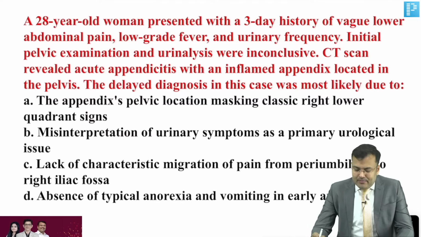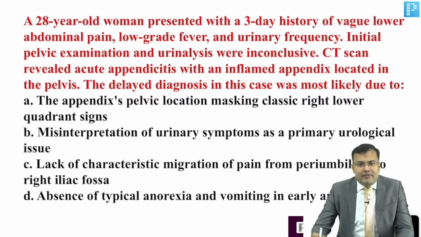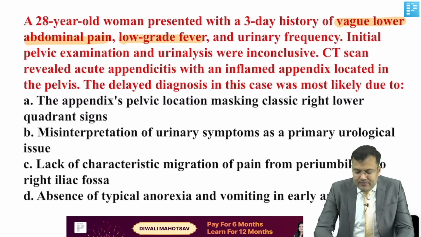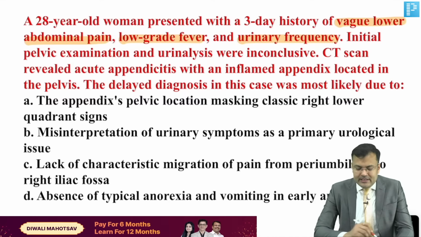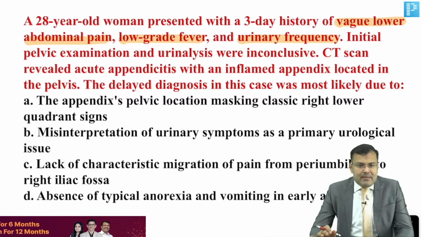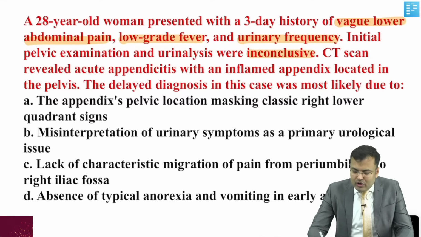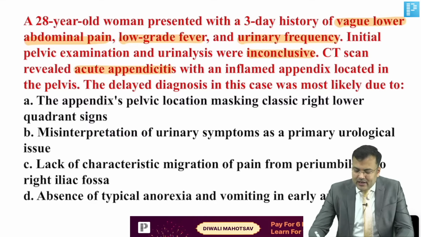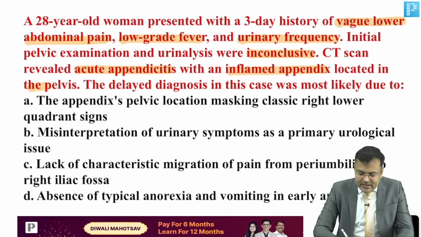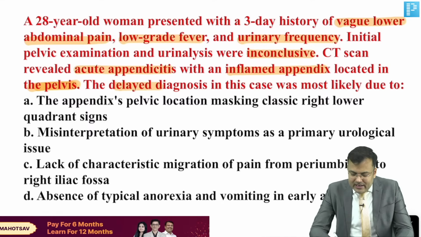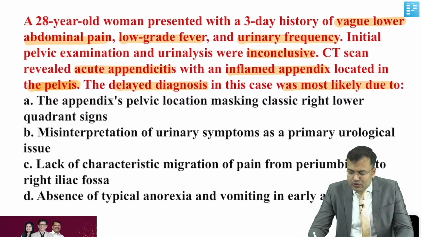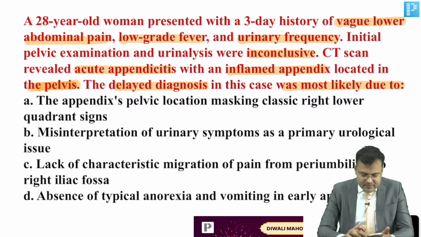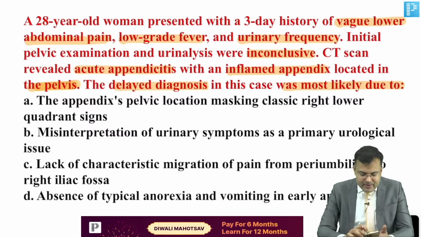A 28 year old man presented with a 3 day history of vague lower abdominal pain. Apart from that, low grade fever. The patient is having urinary frequency. Initial pelvic examination and urine analysis were inconclusive. The CT scan revealed acute appendicitis with an inflamed appendix located in the pelvis. The delayed diagnosis in this case was most likely due to, guys, tell me. I am waiting for your reply.